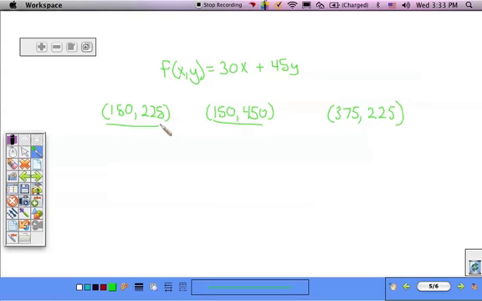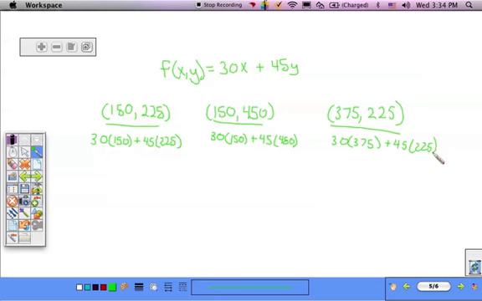So now all we have to do is plug these in. X is 150, Y is 225. So what is 30 times 150 plus 45 times 225? This next one, we have 30 times 150 plus 45 times 450. And the third one, 30 times 375 plus 45 times 225. So take a minute, plug those into your calculator, and let's see what we get.